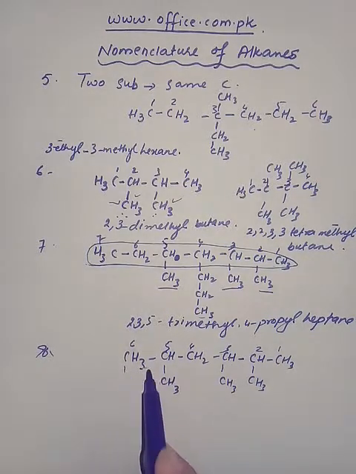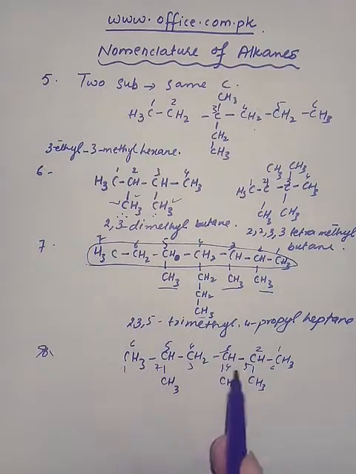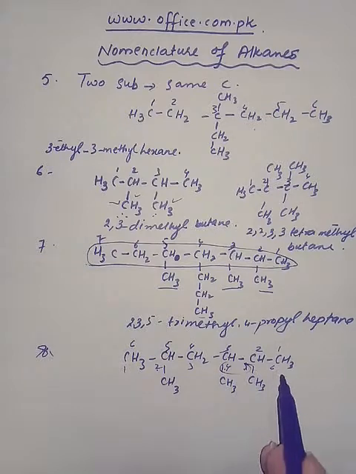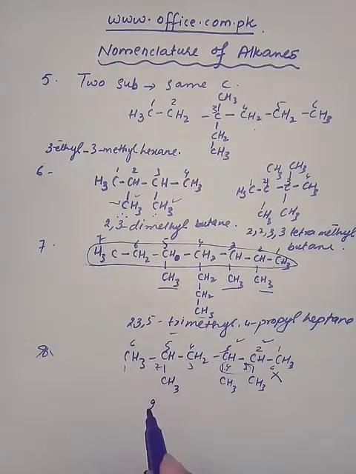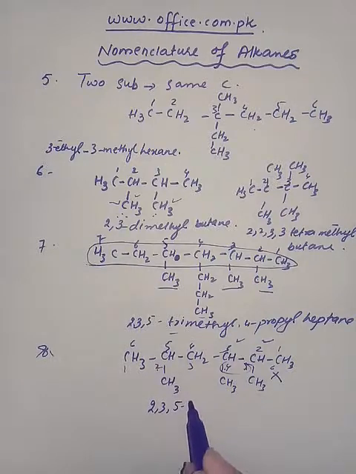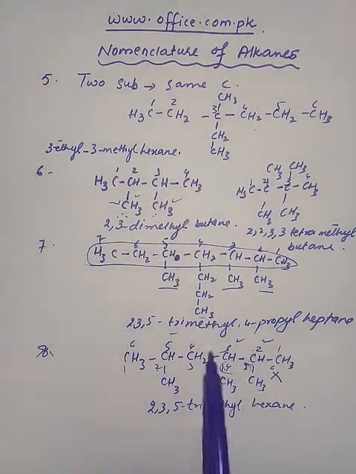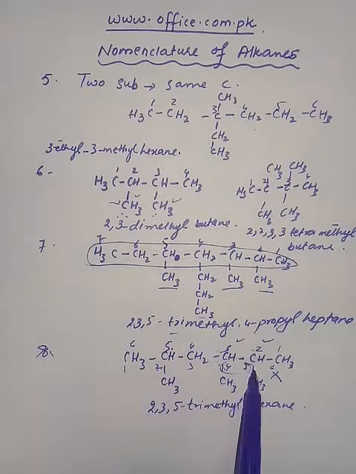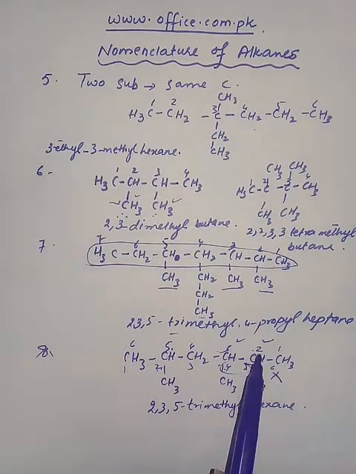If you count from here, it will be 1 2 3 4 5 6, so it will be 2 4 5. So 2 4 5 is not preferable. You will prefer 2 3 5. 2 3 5 trimethyl hexane. So preferable will be 2 3 5, not 2 4 5. So 2 4 5 is not acceptable. Rather you will use 2 3 5.